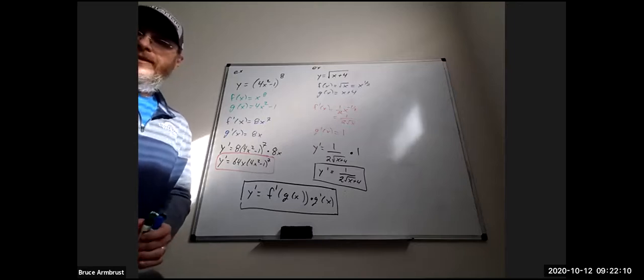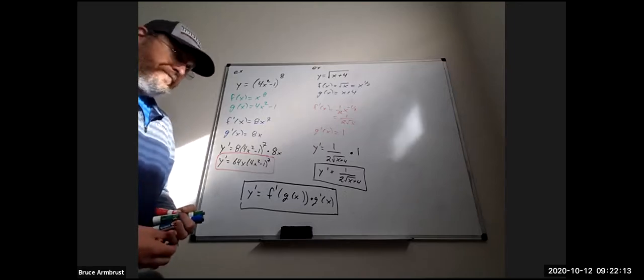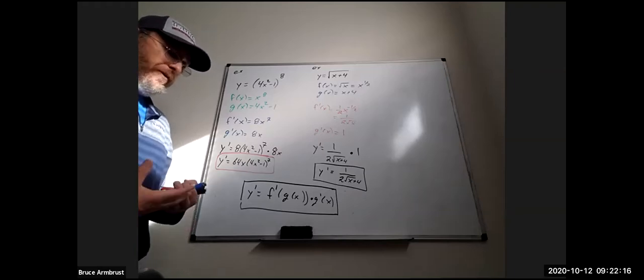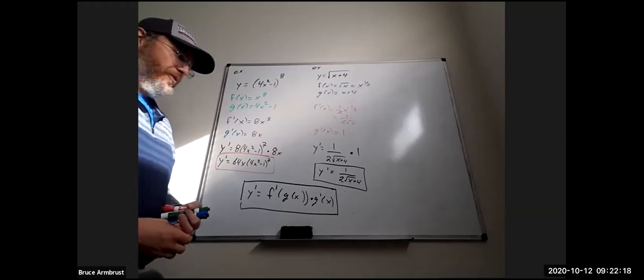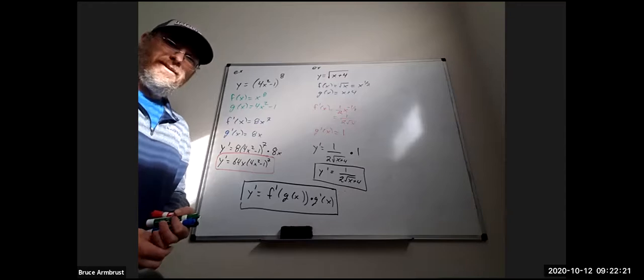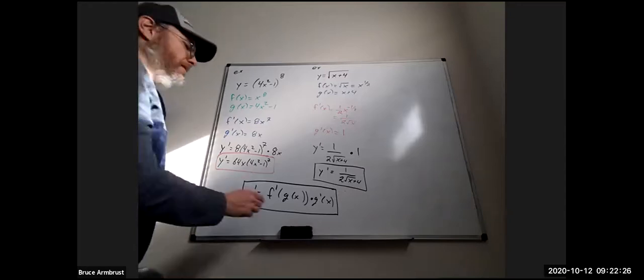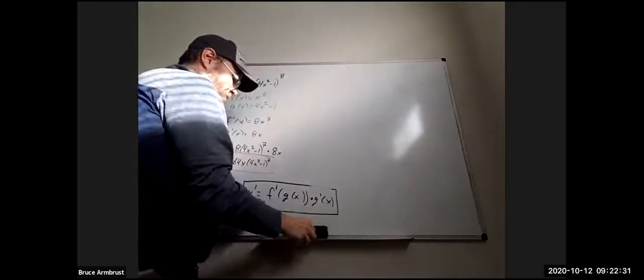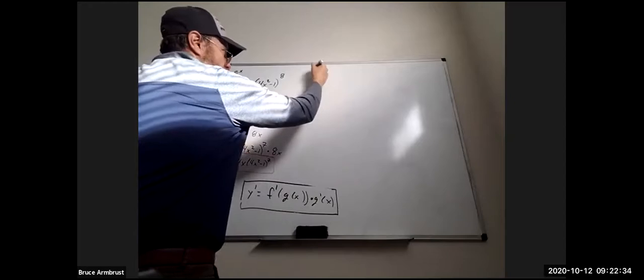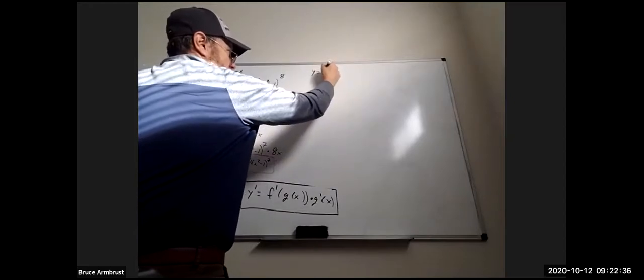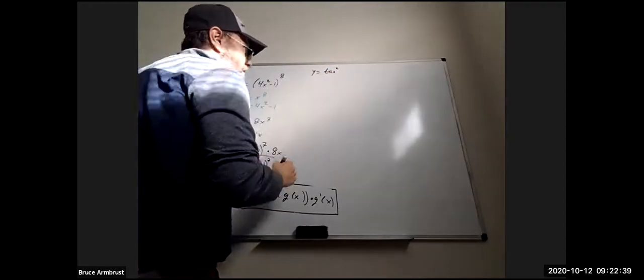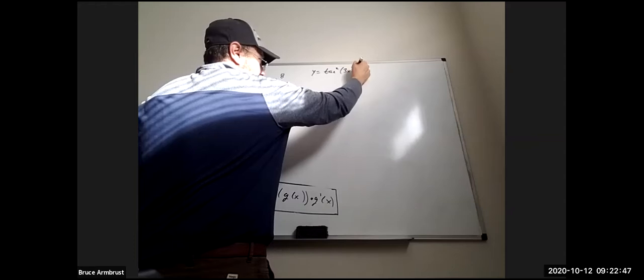All right, let me show you a couple more things about this. First is what if it's not just one composition? Like, what if it was this guy right here? So this time, let's go with y equals tangent squared of 3x cubed minus 2x.